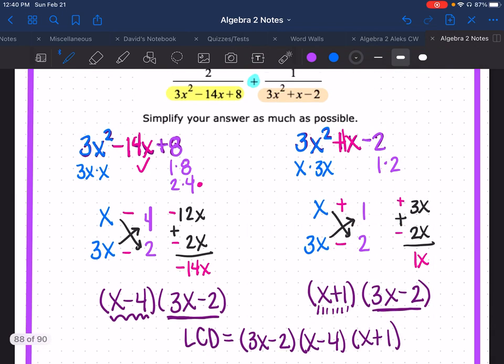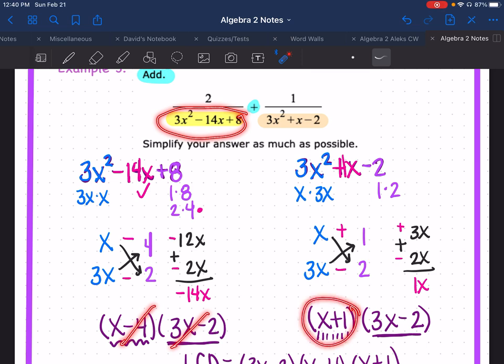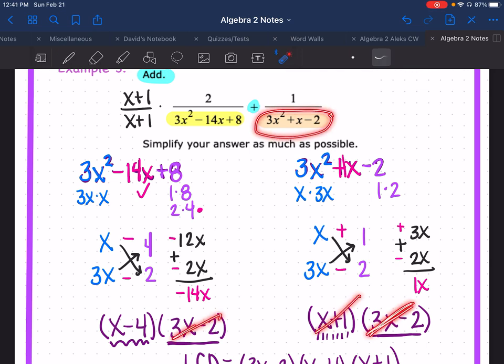All right, let's go back up here. So this denominator has these two. So I need this one, right? Because this one's out as well. If this one's out, that one's out because they go out together. So I need x plus 1, bottom and top. All right, let's look at this one. Well, this one has these two. Remember, if this one goes, this one goes. So I need x minus 4.